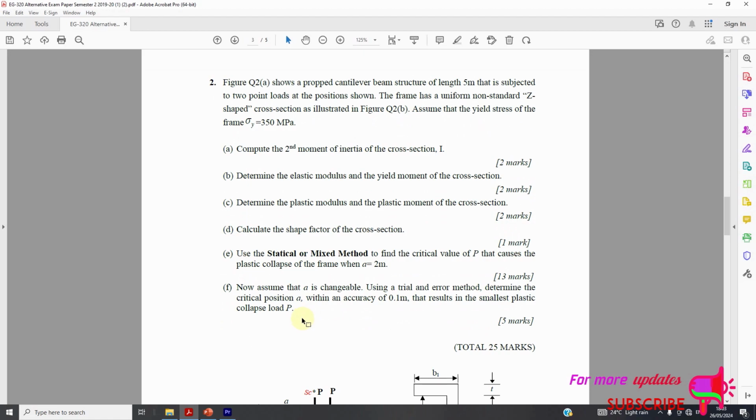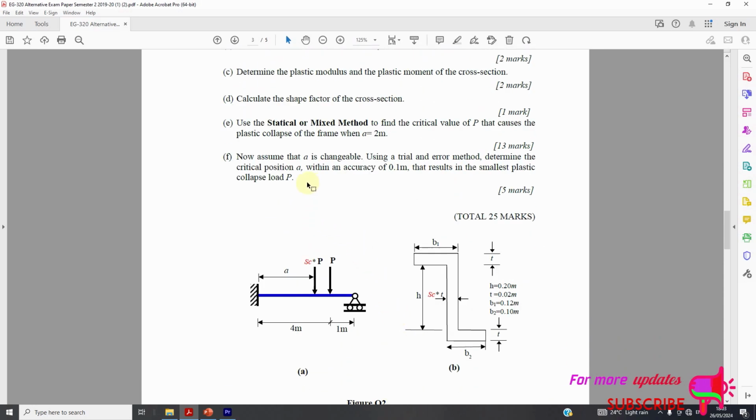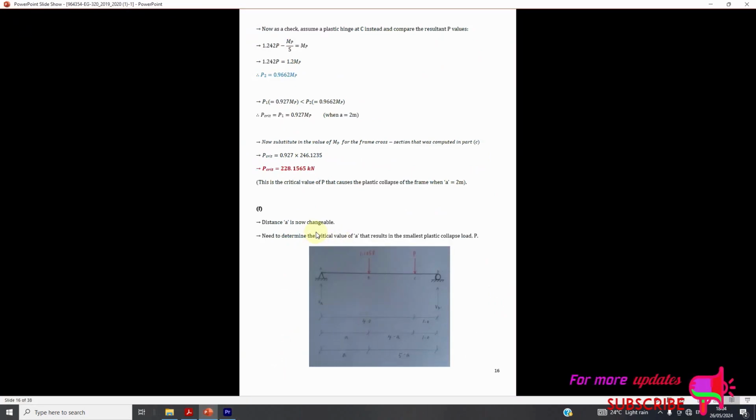Now assume that a is changeable. Using a trial and error method, determine the critical position a, with an accuracy of 0.1 meter, that results in the smallest plastic collapse load P. Now distance a is changeable. We need to determine the critical value that results in the smallest plastic load P, as you can see in the diagram.